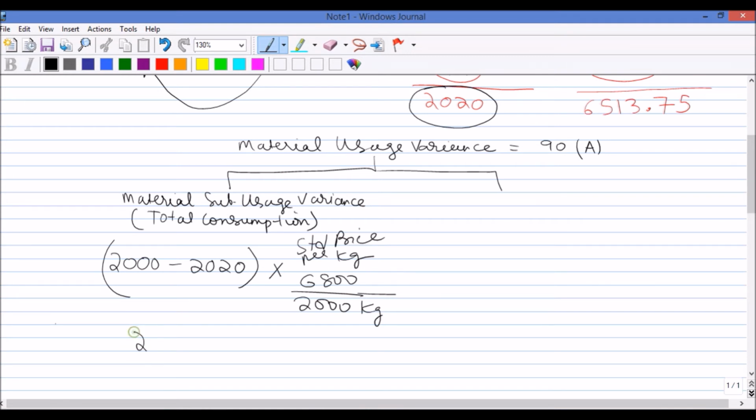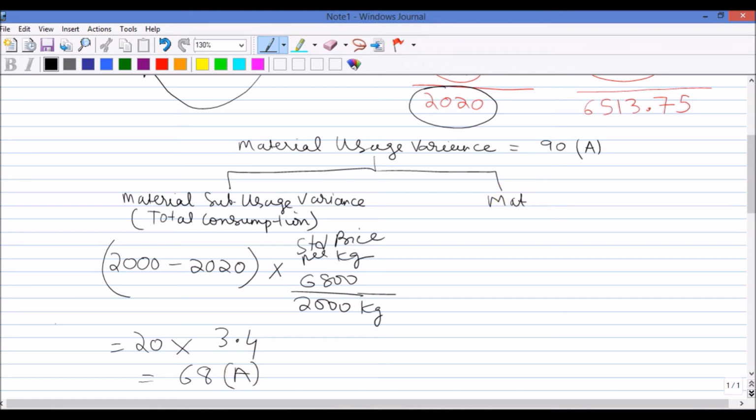So 20 multiply by 6800 divided by 2000 is 3.4. So 20 into 3.4 is going to give me 68. It means I should have consumed 2000 kg, but I've consumed 2020, so I've consumed more, so this is adverse.